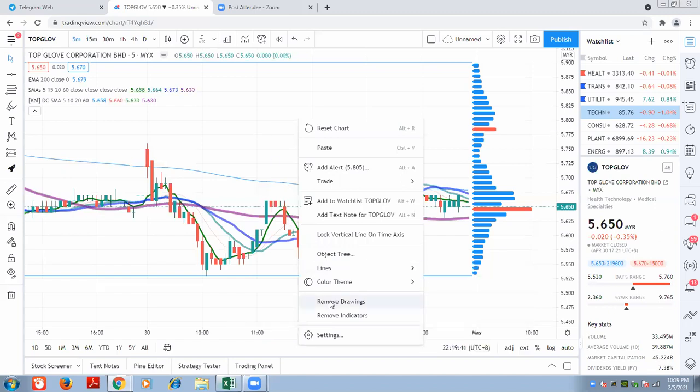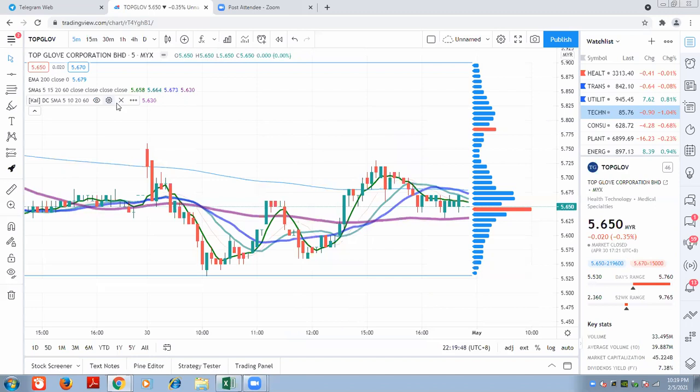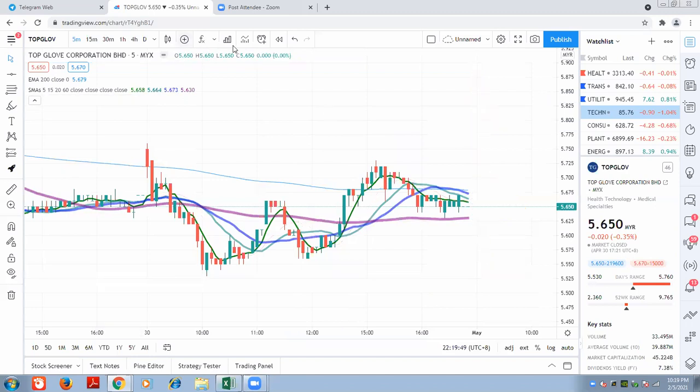Remove a drawing. I remove it first. So where is it? It's in here.